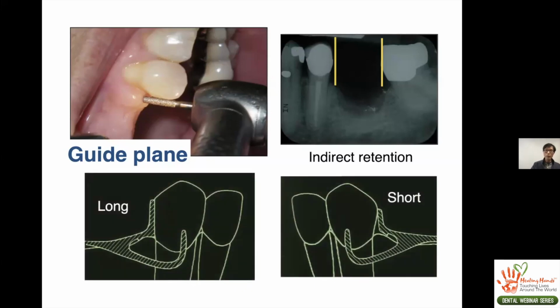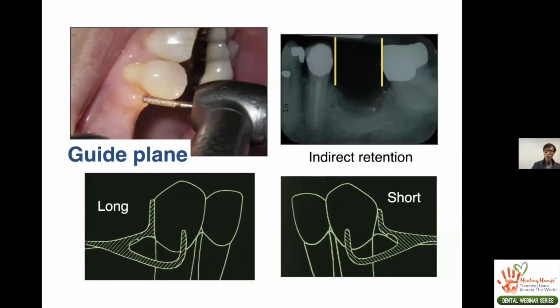Having said that, we can develop a guide plane in two different fashions. One would be a long guide plane. That means the guide plane is going to be developed from the marginal ridge at the occlusal aspect and also going down all the way near the free gingiva. That means the guide plane is going to be quite long and wide to increase the frictional retention, and also by increasing the surface of contact.